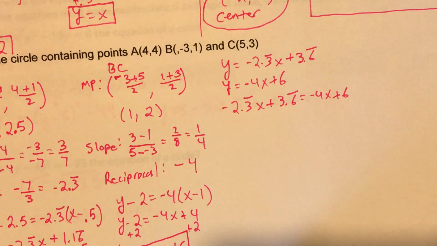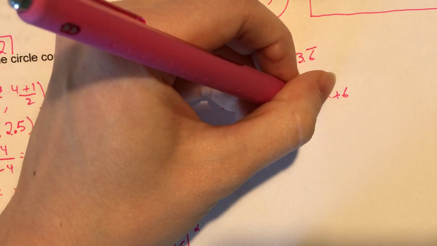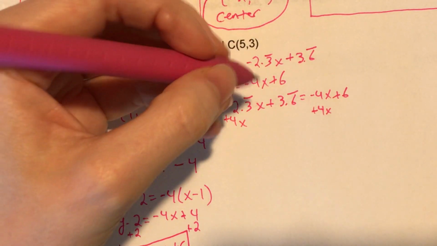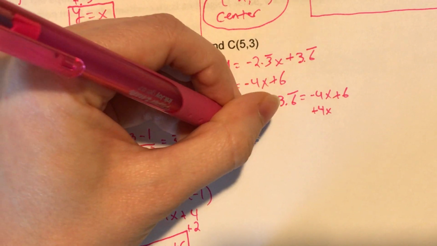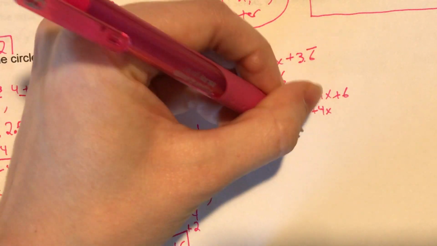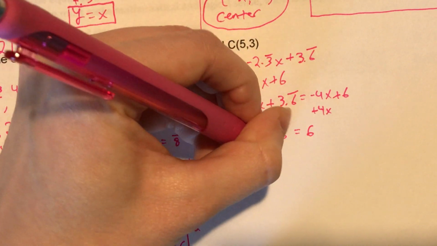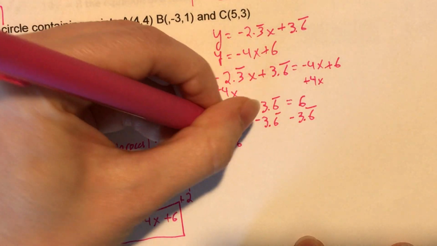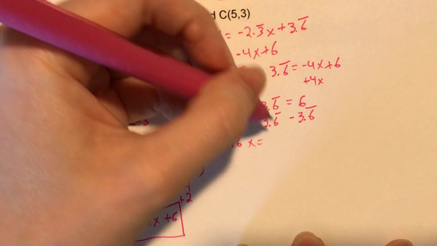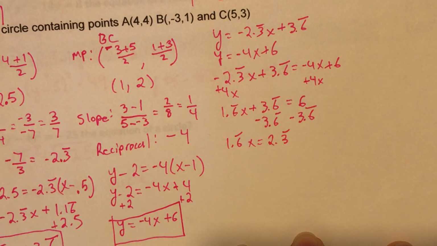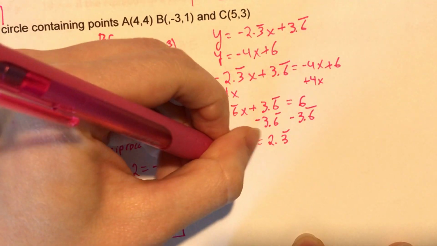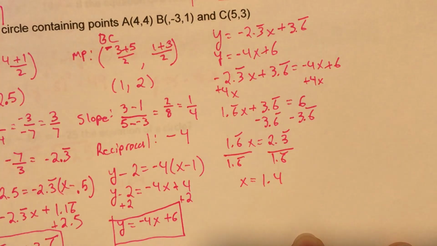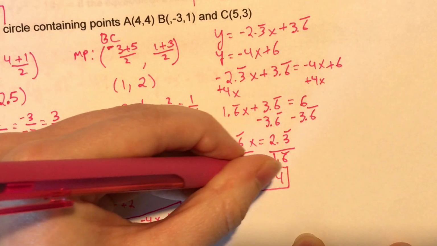I like to solve by adding to the smaller number of variables, so we'll add 4x to each side. You can solve this equation any way that you'd like. So I've got 1.6 repeating x plus 3.6 repeating equals 6. We'll subtract 3.6 repeating from each side. This is just solving. 1.6 repeating x equals 2.3 repeating. And then we'll divide both sides by 1.6 repeating, and we get x equals 1.4. All right, so 1.4 is the x value.